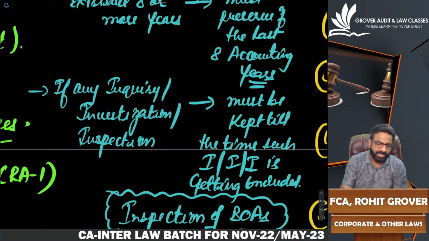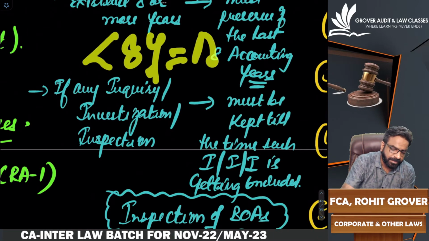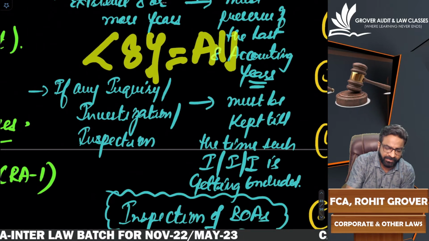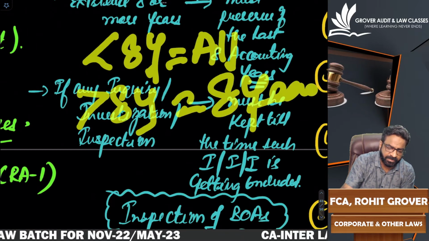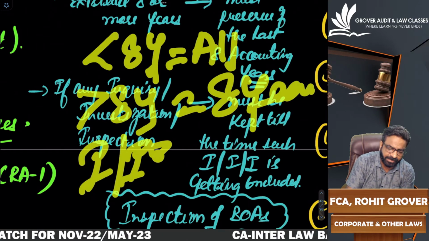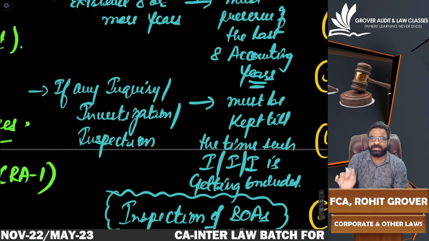Yes, sir. So tell me, if my company age is less than 8 years, then all years. Am I correct? Yes. If it is more than 8 years, then 8 accounting years. But if an inquiry or inspection is happening, then till the time it is not getting over. Is it crystal clear?